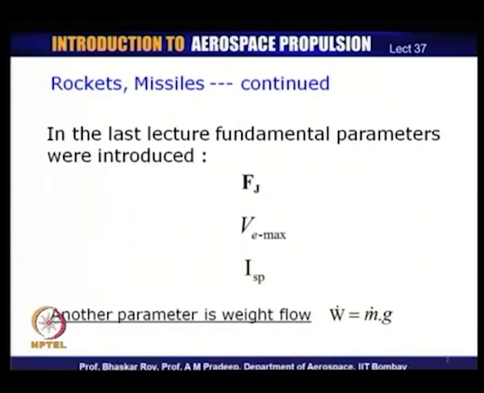I will just add another parameter now, which is called weight flow. In most of the rocket engines, the flow rate of the propellants and the oxidizers together is often expressed in terms of weight flow rather than mass flow, as it is done in most of the air breathing engines. So, all the air breathing jet engines that we have studied earlier, the mass flow which is going in and coming out of the engine were measured and expressed in terms of mass flow.